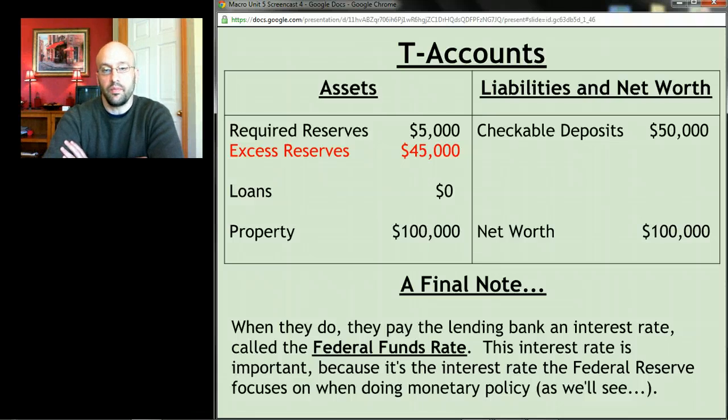That interest rate's important because it's the interest rate that the Federal Reserve focuses on when it undertakes monetary policy. We'll see more about that in the future, but I wanted to mention it now because that federal funds rate turns out to be relatively important. All right, again, relatively complicated, but stick with it. We're a little more than halfway through the unit now.